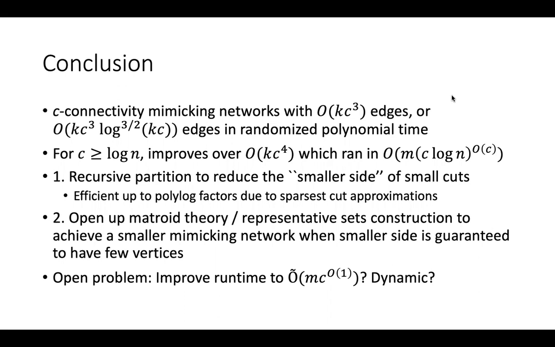The algorithm has two main steps. We first recursively partition to reduce the smaller side of the small cuts. This is efficient up to polylog factor losses due to sparsest cut approximation algorithms. And in the second step, we open up the matroid theory or representative sets constructions to achieve a smaller mimicking network when the smaller set is guaranteed to only have a few vertices.